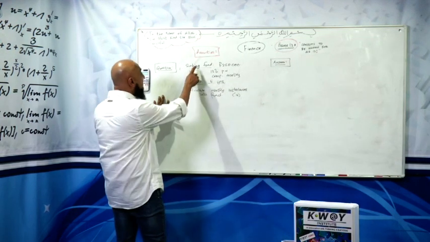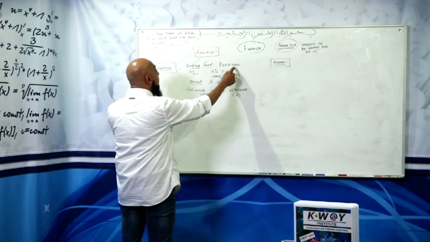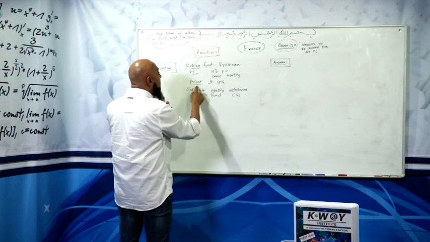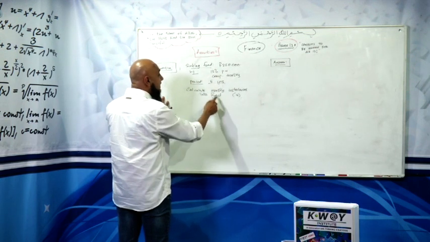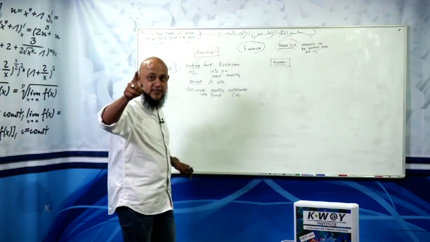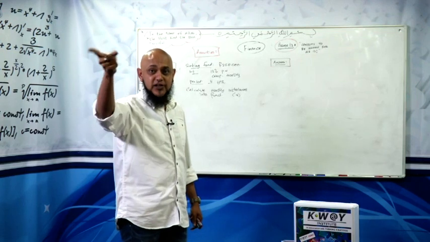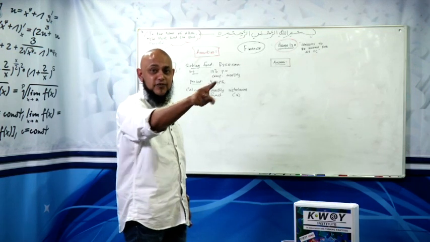So the question was: sinking fund, 250,000 Rand, interest rate 13% per annum, compounded monthly. The period is 5 years. Calculate the monthly installment into the fund. Now the question is, is it a future value or a present value? Future value for savings or sinking fund, present value for loans.